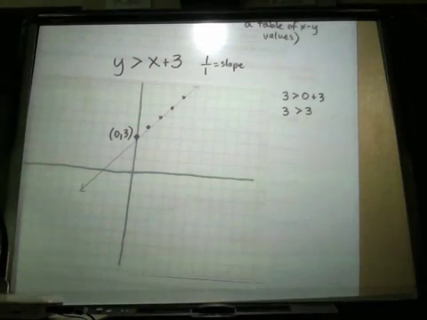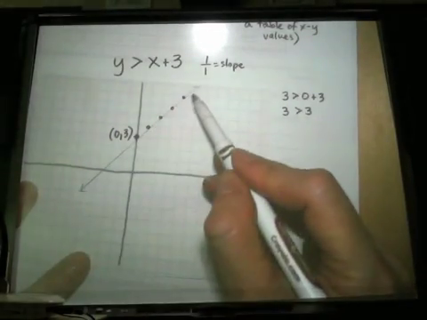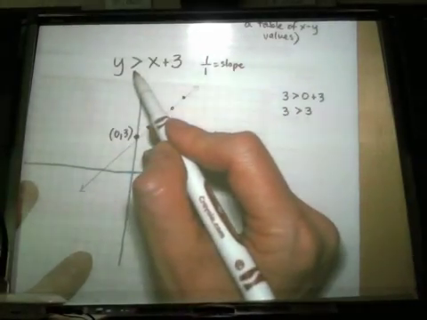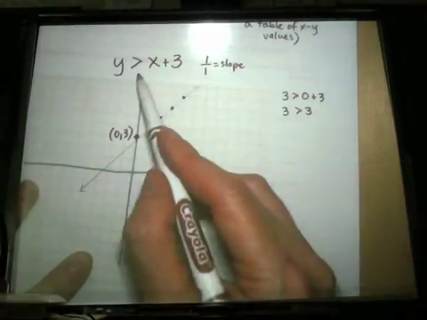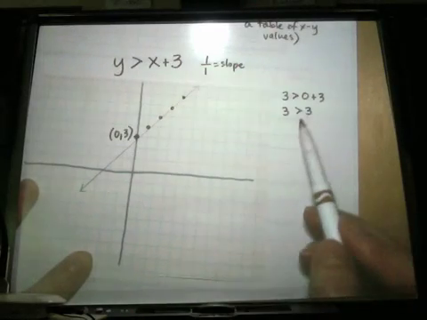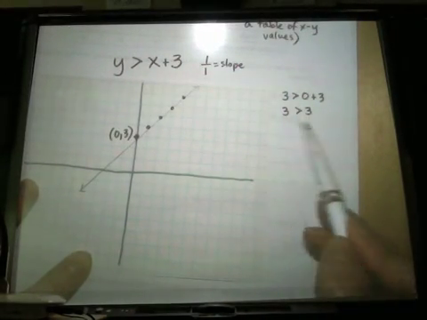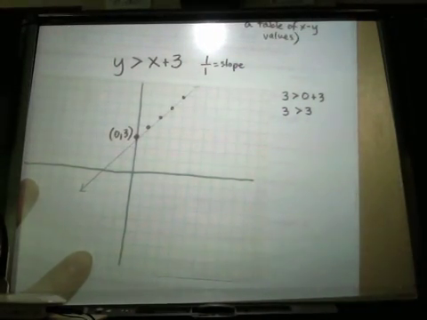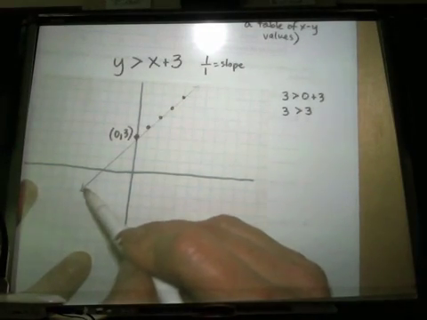Here's what we have to do, and I'll give you a little key for this at the end. This line is in the same position, but if it's just greater than or just less than, then the points on the line, as you can see with our little example here, they don't work. That doesn't make it a true statement. So, the way we're going to show that.